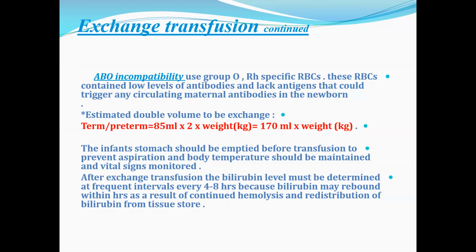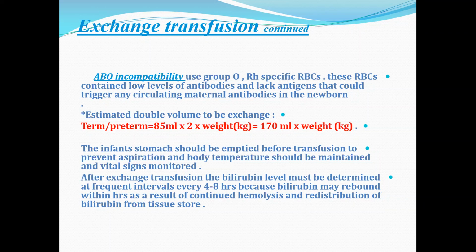Why by 2? Because we exchange the infant's blood more than two times in the same operation. So we do a double exchange transfusion. The amount of the blood is multiplied by 2, multiplied by the weight.